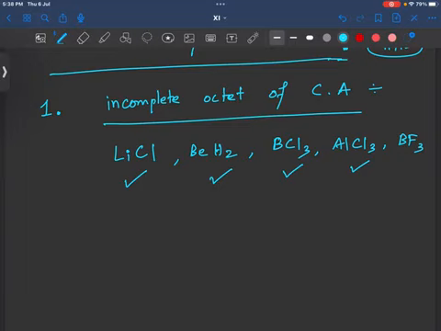The atomic number is 5. Valence electrons is how much? 3.